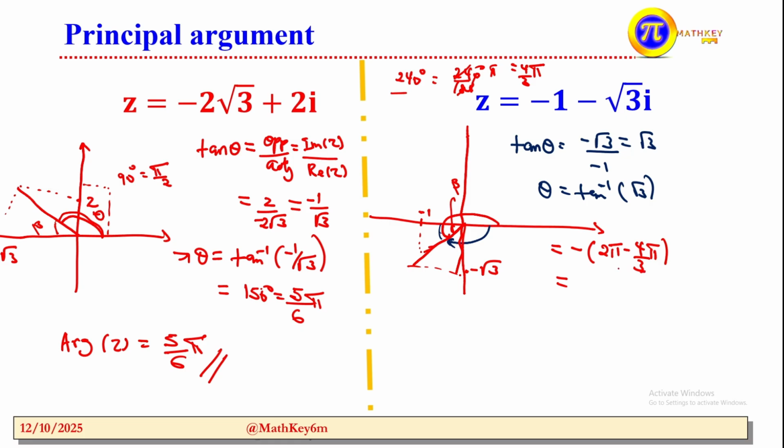6 pi minus 4 pi means 2 pi over 3, that means negative 2 pi over 3. You observe this one. Negative 2 pi over 3 means what? Which is equals negative 120 degrees. It is less than what? It lies between negative pi and pi. So our principal argument for our z is equals to negative 2/3 pi.